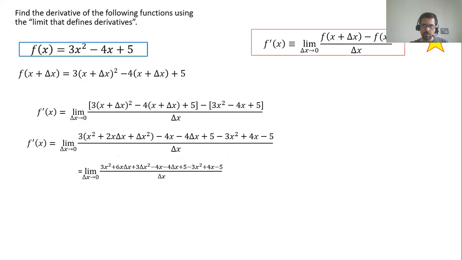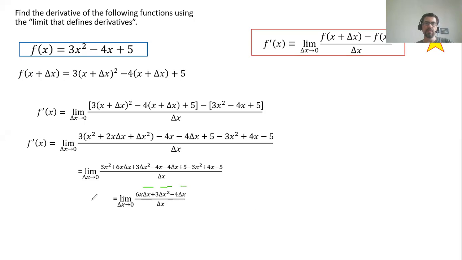We are able to simplify our limit because 3x squared minus 3x squared is 0. Minus 4x plus 4x is 0 also. 5 minus 5 is 0 also. So we have fewer terms now, and we're almost there to evaluate the limit. Now we have a smaller function, and all the terms have delta x in common.